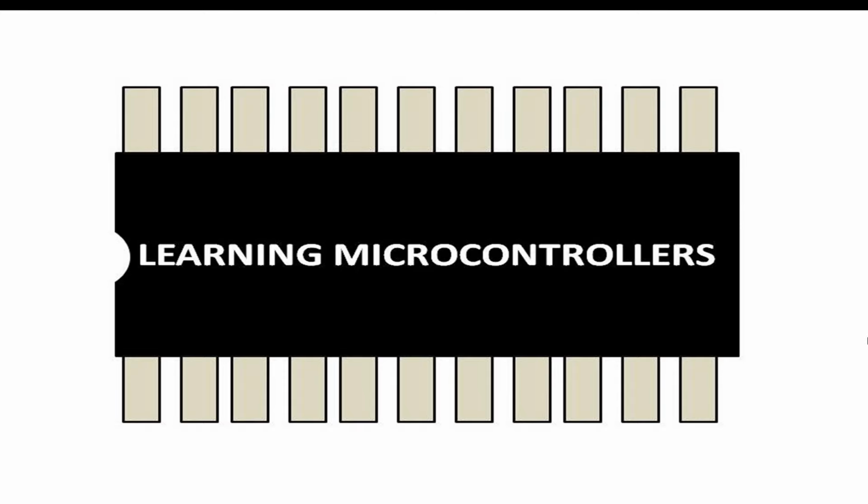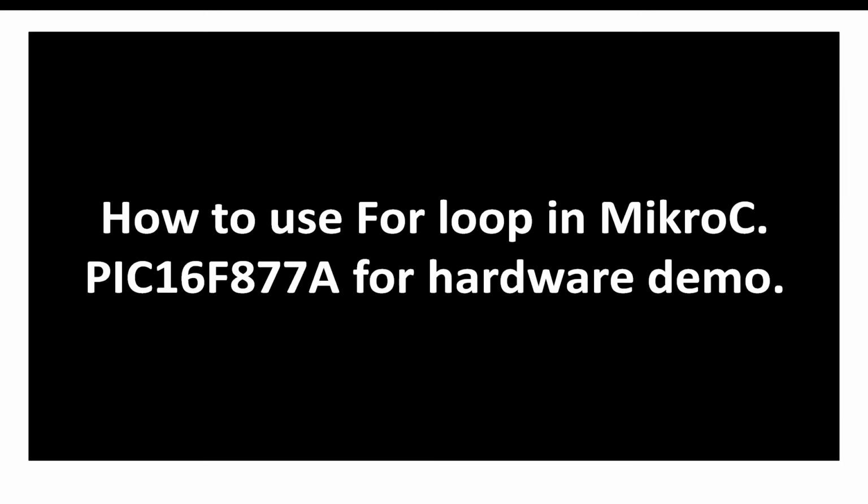Hello guys, welcome to learning microcontrollers. In this video, I will show you how you can use a for loop in MikroC for PIC, and for the demonstration purpose, I will be using a PIC16F877A, and we will be using an LED. So we will count how many times the LED blinks, and that number of times will be determined by the for loop. So we will use a for loop to decide how many times our LED should blink. So that's simple as that for demonstration.